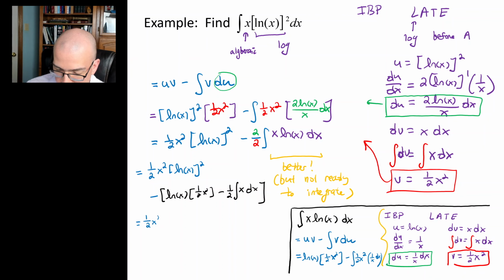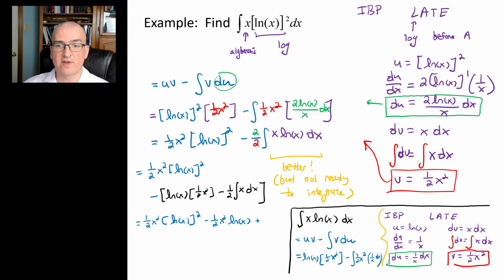1/2 x squared times the ln of x, all squared, minus 1/2 x squared times the ln of x, not squared, minus the integral, minus 1/2 integral of x. Well, be careful, it's plus because I'm subtracting the outside of that bracket, and I have a subtraction inside, so I have a negative times a negative, so a positive 1/2 integral of x dx. Then we can integrate.